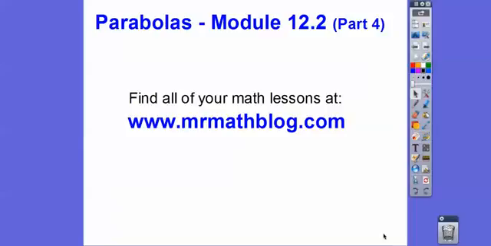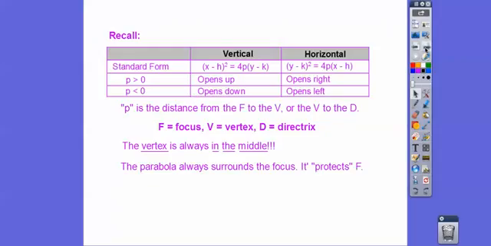Okay, everybody, this lesson is on parabolas part 4, so hopefully you're starting to get a little familiar with this stuff. It depends on which way it's going. If it's going left and right, then the y is being squared. If it's going up or down, then the x is being squared, okay?